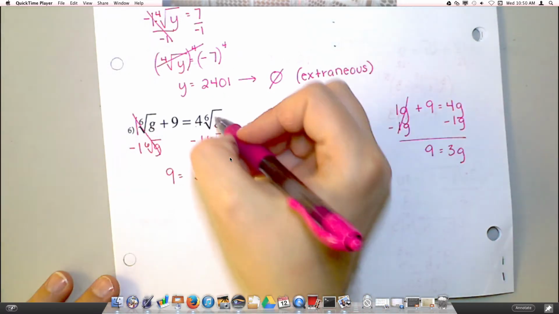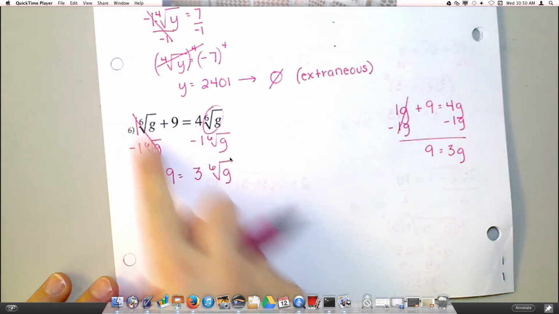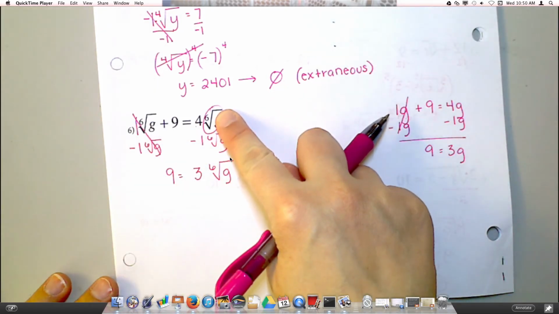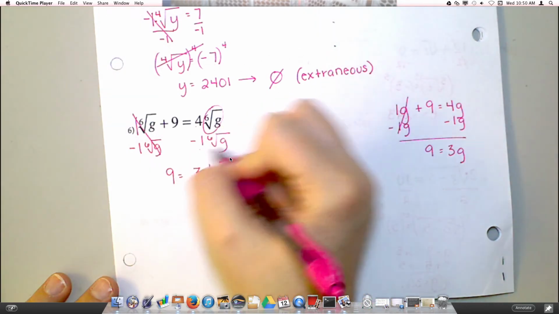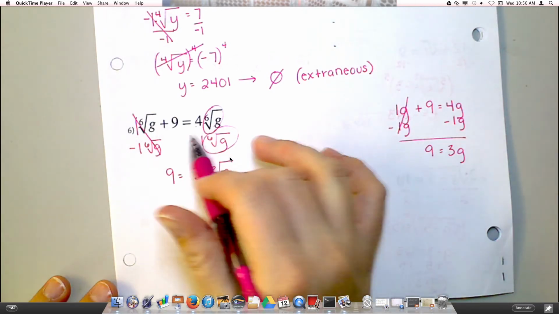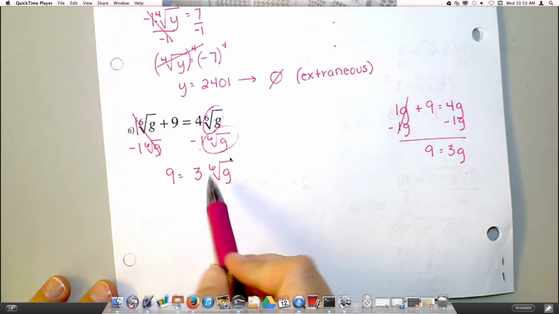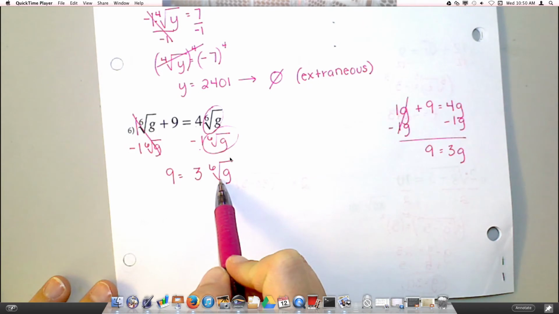You lost me. So I have 4 of this, right? And I want to move this over there with it. I want to combine it. So I'm going to take away 1 of that. If you have 4 apples and you take away 1 apple, what do you have left? 3 apples. Okay, if you have 4 g's and you take away 1 g, you have 3 g's. If you have 4 6th roots of g and you take 1 6th root of g away, you have 3 6th roots of g left. You're right. I see it.